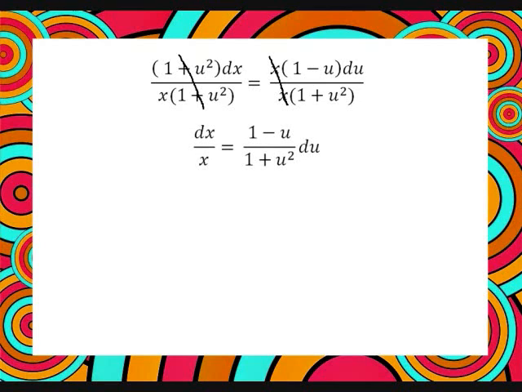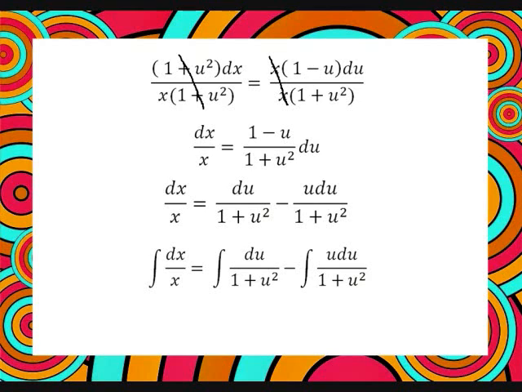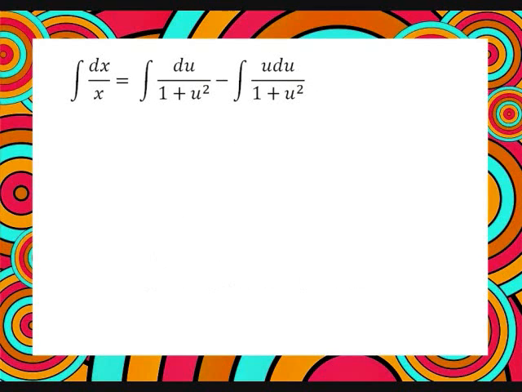The right-hand side seems to be complicated, so we separate this into two terms. Now we can start integrating each term. The integral of dx over x is equal to ln of x. The integral of du over 1 plus u squared is equal to the inverse tangent of u.